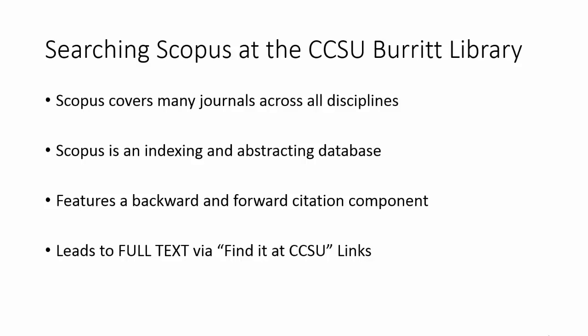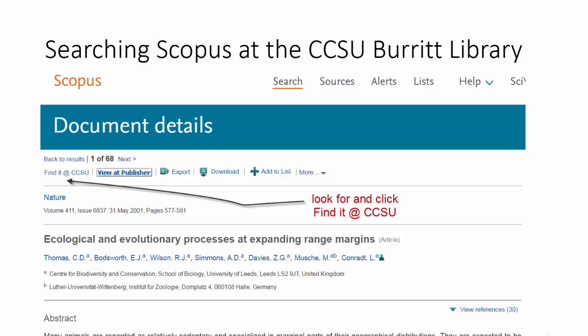Scopus is an indexing and abstracting database that features this backward and forward citation component, but Scopus itself does not contain any full text. For any item found in Scopus, look for the Find It at CCSU link, which, when clicked, will try to locate the journal within the library's electronic or print journal collection.